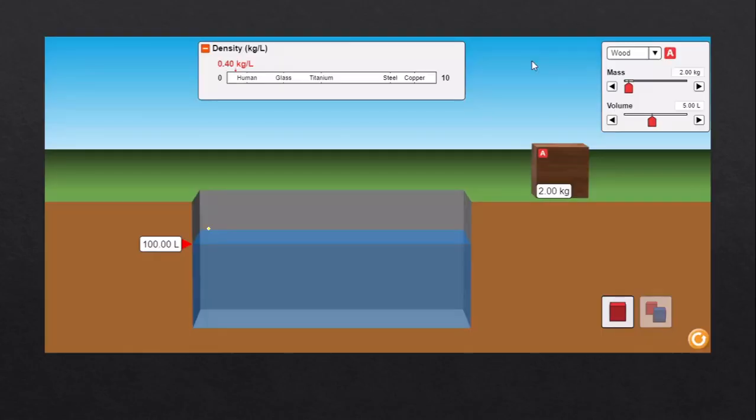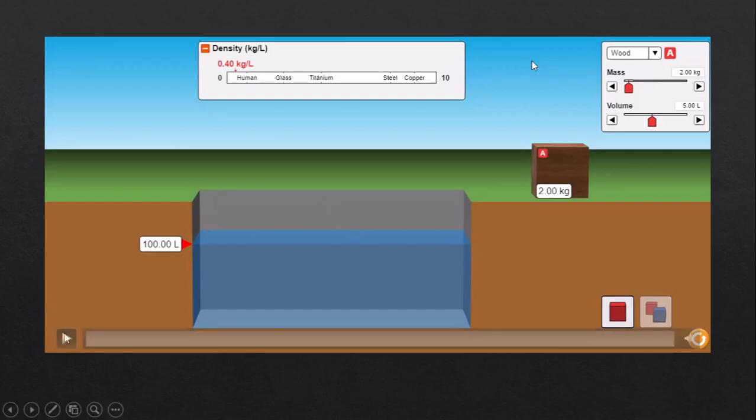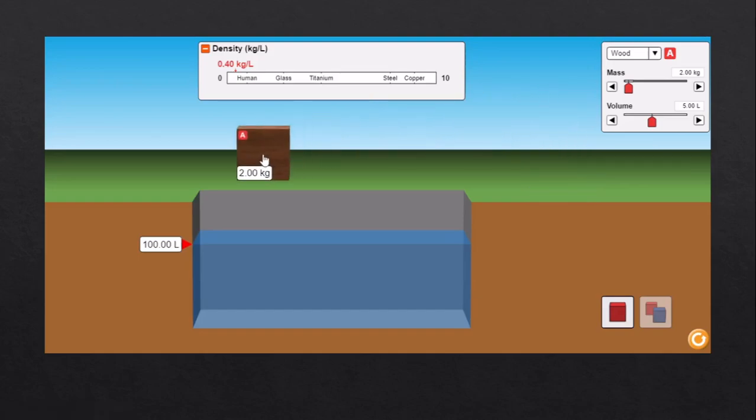Now here I have taken a wooden block. So when I completely immerse this wooden block inside the water tub, the volume increases. So initially the volume was 100 liters. When I completely immersed it, it became 105 liters. So this is how you can determine the volume of the given shape.